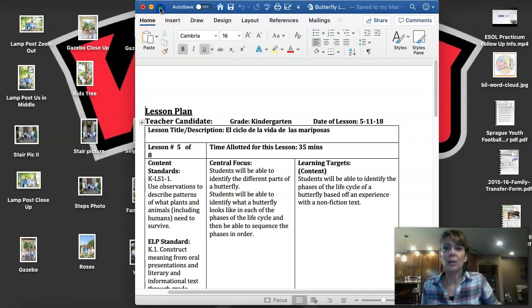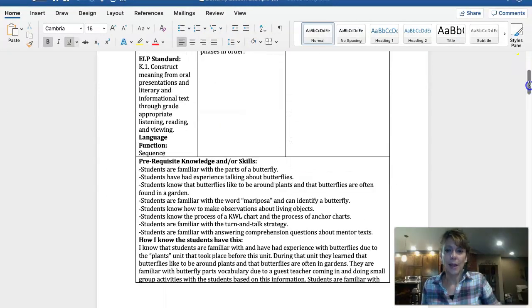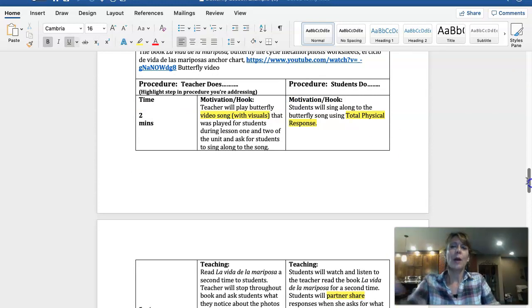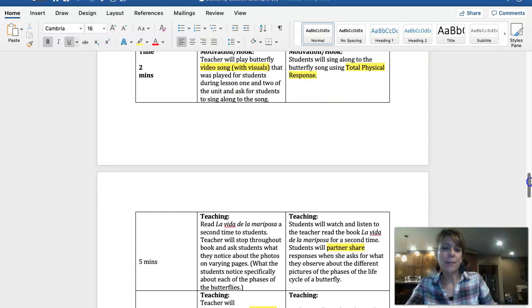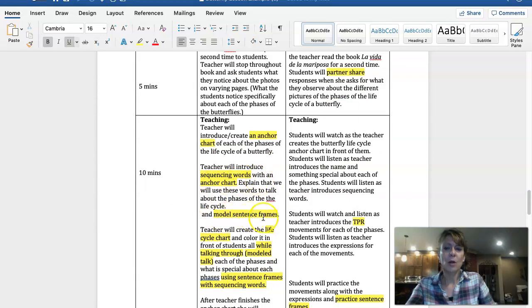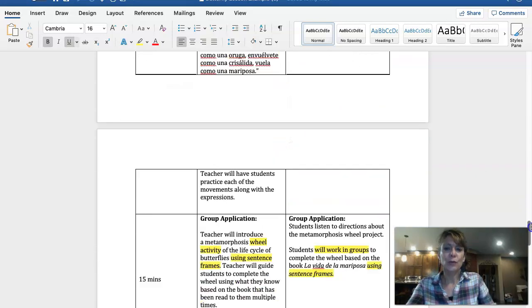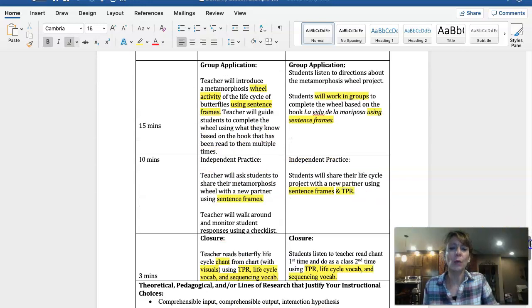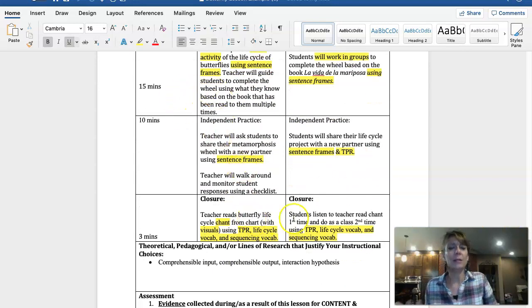And so you can take a look at this lesson here and you will see the scaffolding take place throughout this procedure section, where you will see the teacher teaching the concept about the butterflies, and then alongside that also teaching sequencing words by modeling sentence frames, teaching key vocabulary for sequencing words, and then it moves from that teaching section into the group work of the same concepts, where now they're doing the life cycle of the butterfly, still using sentence frames because that's encouraging them to use the sequencing words, and then moving into that independent practice and a closure.